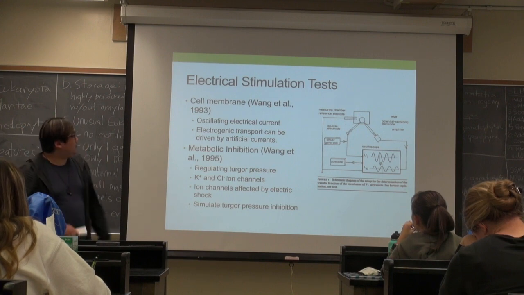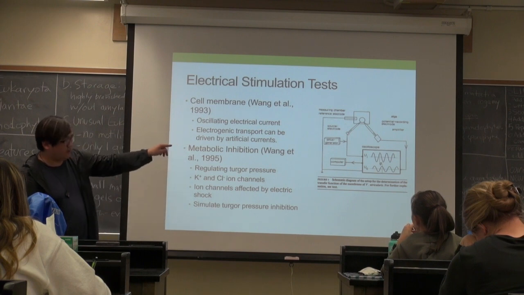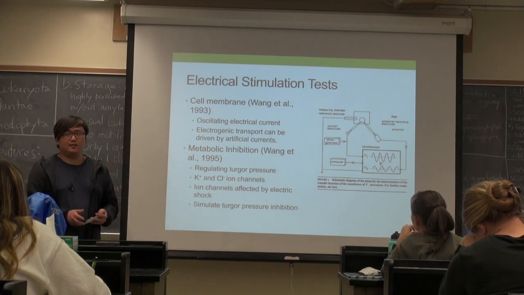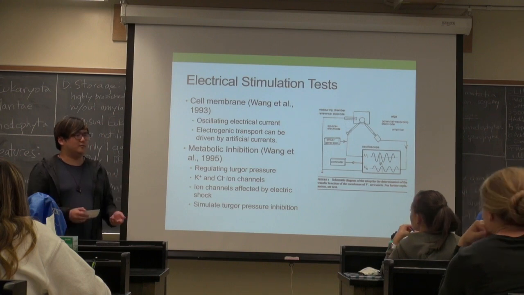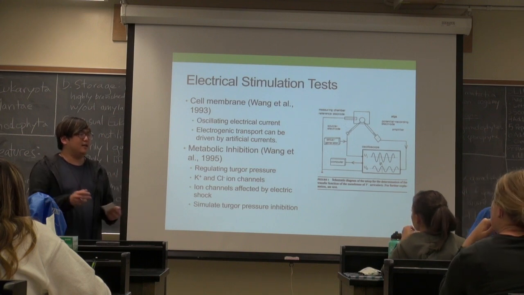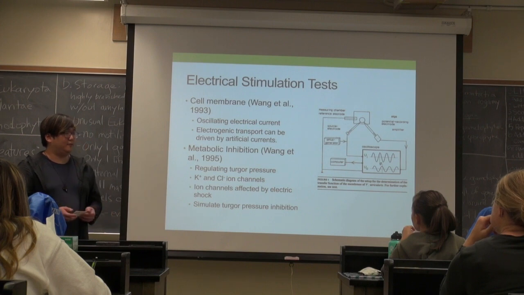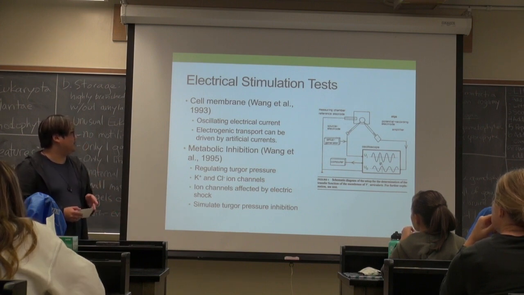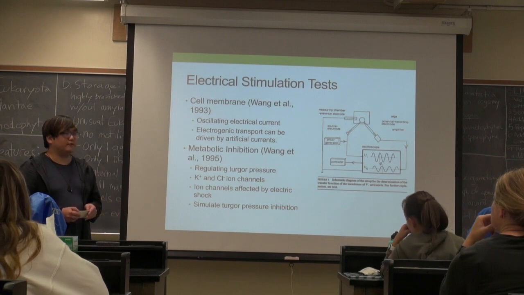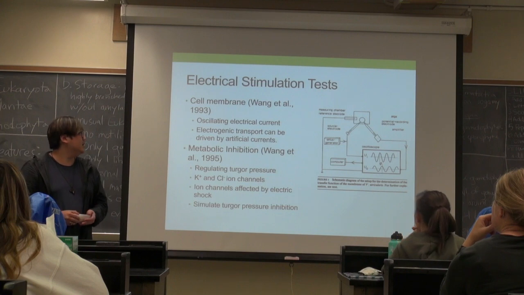So what they did was they attached an oscillating electrical current to the Valonia cells, and they mapped out how the ions would be moving throughout the body by observing potassium and chloride movement, and they determined that the electrogenic transport can be driven by artificial currents, not just through natural metabolic processes.